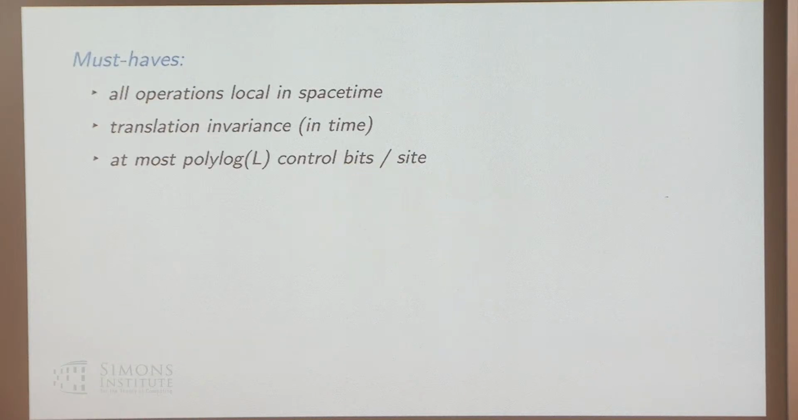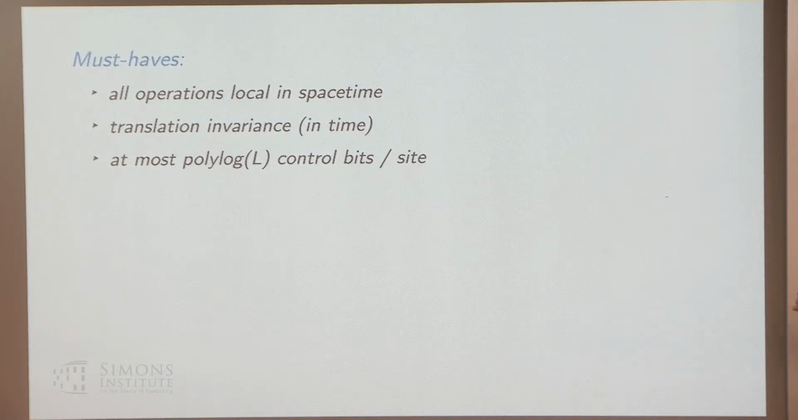So for the purposes of this talk, when we think about making such a construction, there are a few things that we must have, that we're going to be required to have. One is that I'm going to require all of the operations performed to be local in space-time. So this includes all of the measurements, all the quantum operations. It also includes all of the classical data processing and classical communication.